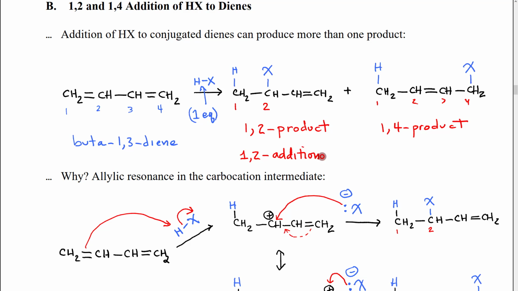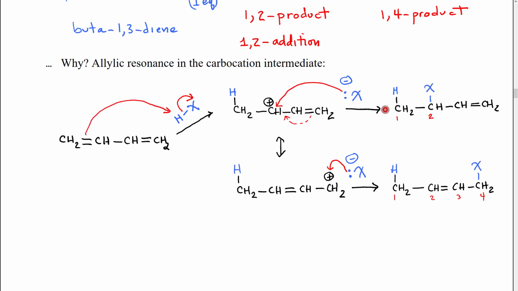However, it turns out we get another product. In that product, the other double bond, which hasn't reacted, has shifted over toward carbon 1. And we've added a hydrogen on carbon 1, but we've added the halogen or other nucleophile to carbon 4. This is called the 1,4 product. When we actually do the reaction, we generally get a mixture of these two products. Why do we get these two products?